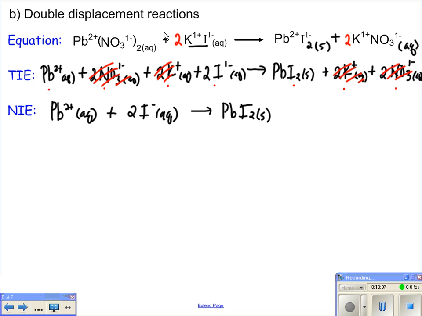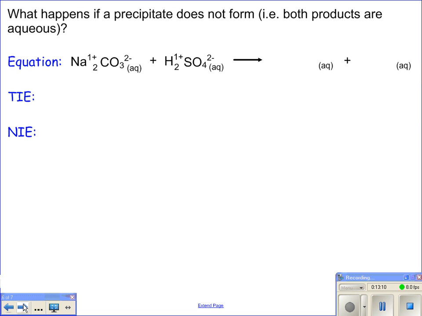Let's look at one more example. What happens if a precipitate does not form, or in other words, both products are aqueous? Take a moment. I want you to predict the products of this reaction. I'm going to pause the video. You unpause when you're done, and we'll take a look and see how you did. So after being repartnered up and balanced by charge, you'll see that you end up with sodium sulfate and hydrogen carbonate on the right-hand side. And you end up with an equation that's perfectly balanced 1 to 1 to 1 to 1, which is awesome.